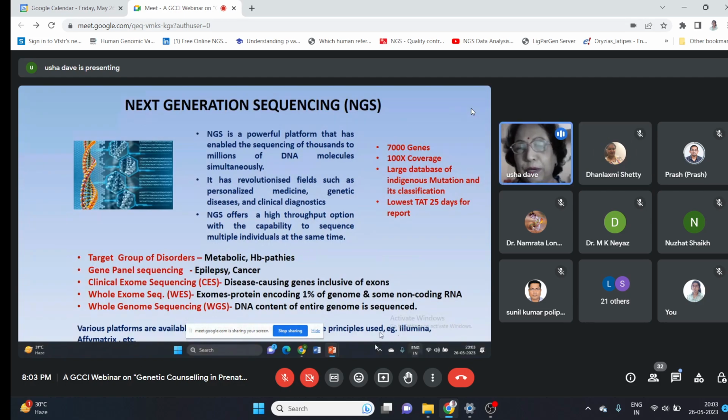Sorry about these technical problems. I do not know why it happened; maybe the light or the network issue. Anyway, with next generation sequencing, we are now able to do quite a number of disorders which are metabolic, or hemoglobinopathies, or sometimes epilepsy.